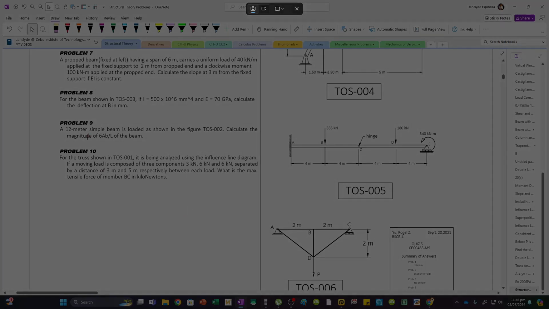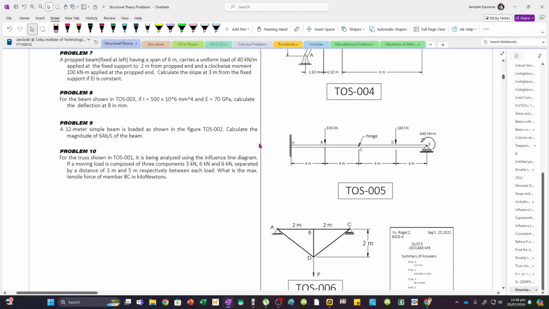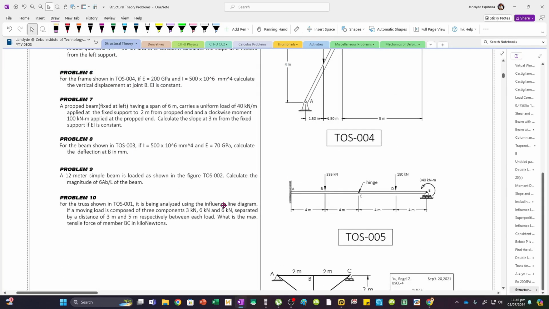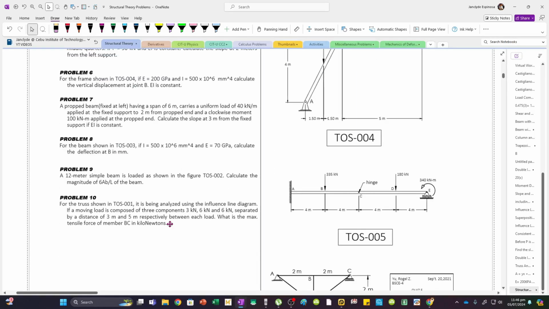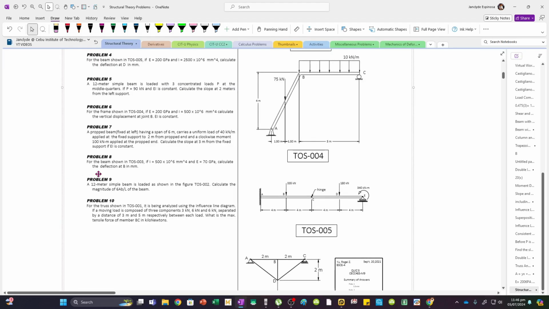This is the last one for us. Problem number 9. Ah, why don't we have it here? TOS-005. We didn't include it. But number 9 is connected to TOS-002, problem 2. And then we want to calculate the magnitude of 6AB over L. So this is easy. Wait a moment. This is the last one, the one with the internal hinge. That's the difficult one.